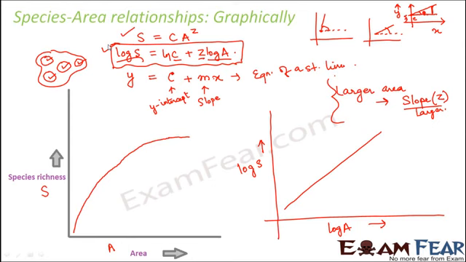So these were the two concepts which help us to get an idea about the variation of biodiversity. One was latitudinal gradient and the second one was species area relationships.